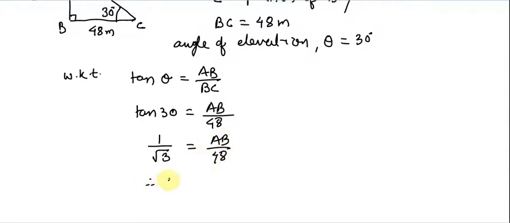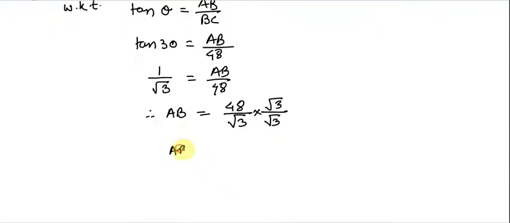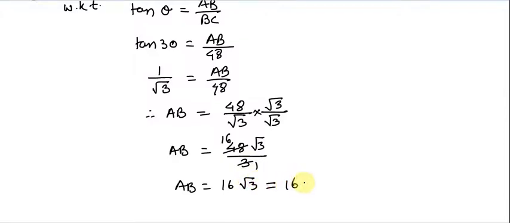So therefore by cross multiplication AB is equal to 48 upon root 3. So rationalize the root 3 denominator. So we get AB equal to 48 root 3 upon 3. So 3 ones are 16, 3 sixteens are 48. So AB is 16 root 3, that is 16 into root 3.